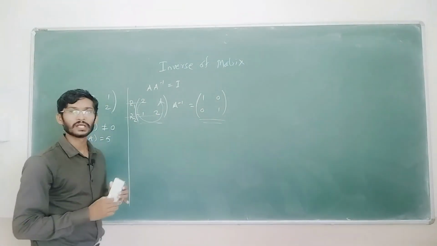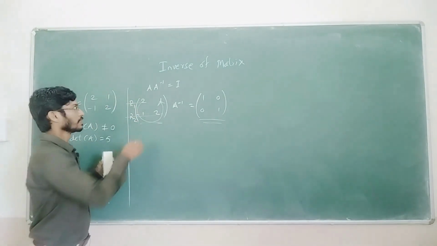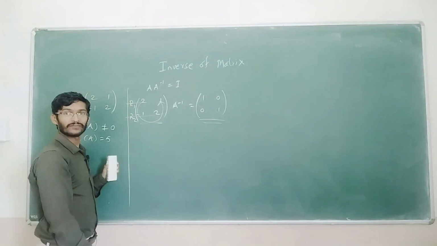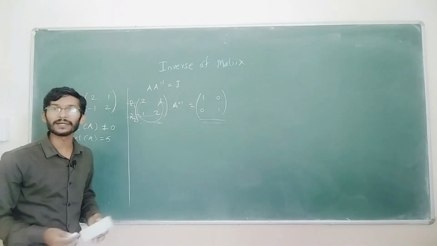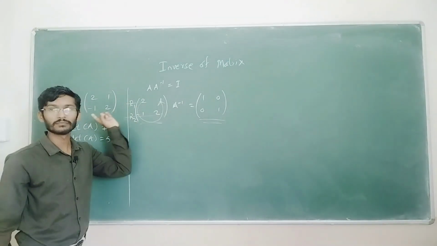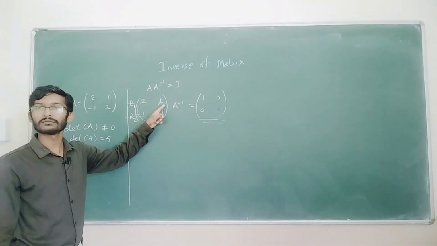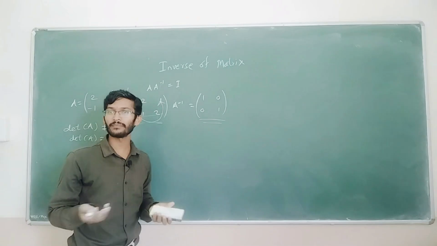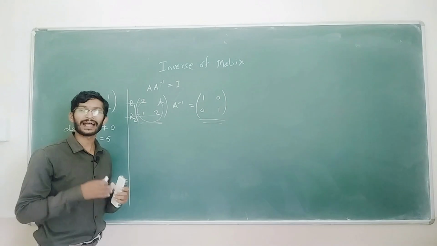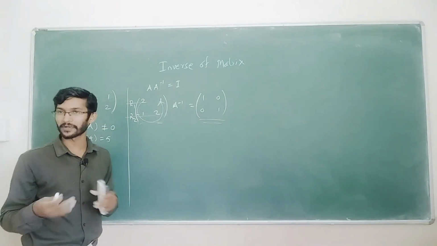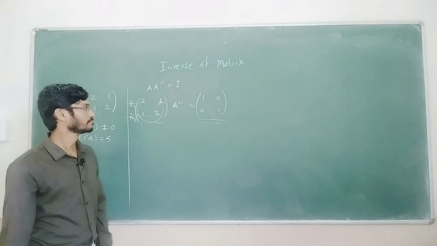How can I do it? I can add this 2. If I add R1 plus R2, then what will happen? 2 minus 1 will become 1. There is an alternative method also: I can divide row 1 by 2, so I will get 1 here and half here. But again the fractions will cause problems during the calculation. So it is easier; most of the time you should try with addition or subtraction. If necessary, then only go for multiplication.